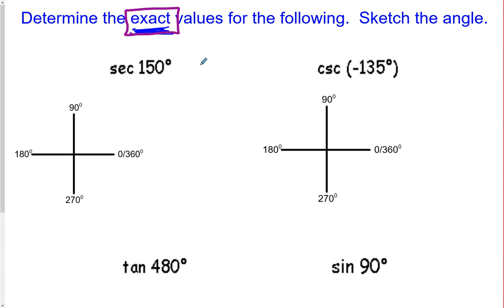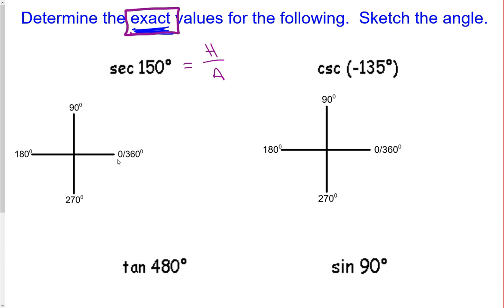Okay, so secant of 150. Well, secant is related to cos, right? Because secant is just 1 over cos. So let's think to ourselves what that's going to look like. Secant is hypotenuse over adjacent, because it's the reciprocal of cosine. So instead of adjacent over hypotenuse, it's hypotenuse over adjacent.